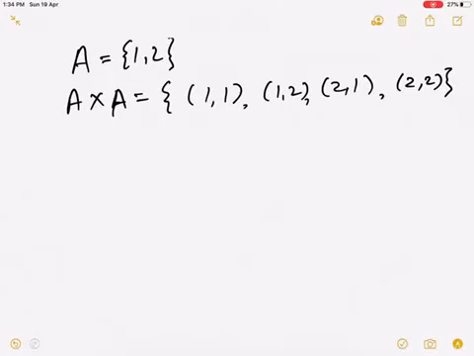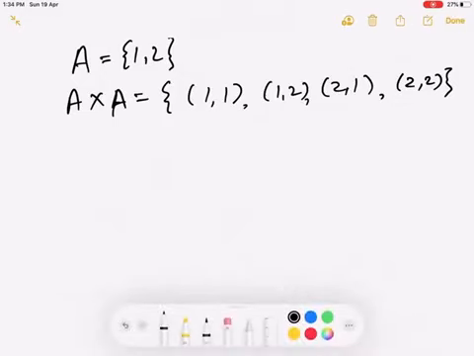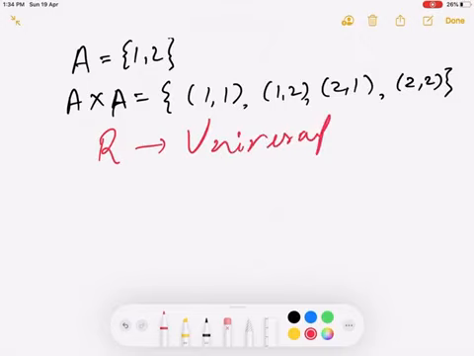Now this relation A cross A contains all possible ordered pairs such that the first element comes from A and the second element also comes from A. We cannot add any other ordered pair to this so that the first and second entries both come from the set A, and therefore such a relation R will be known as the universal relation. If we call A cross A as R here, then this relation will be the universal relation.